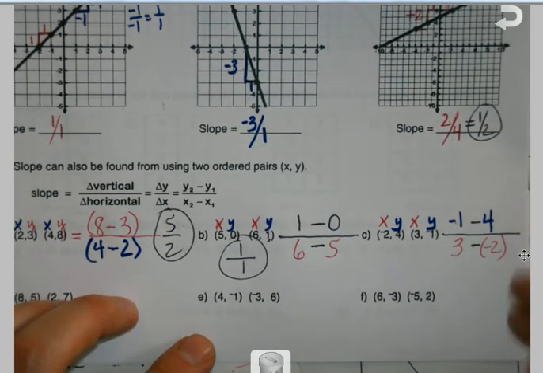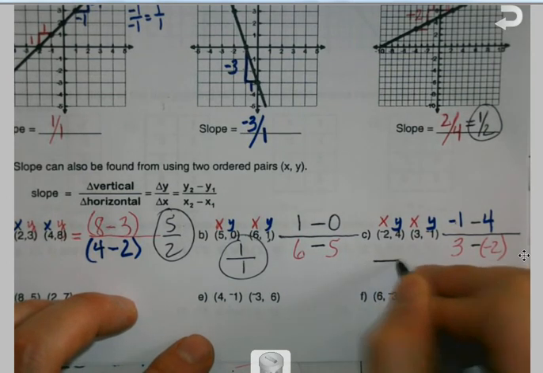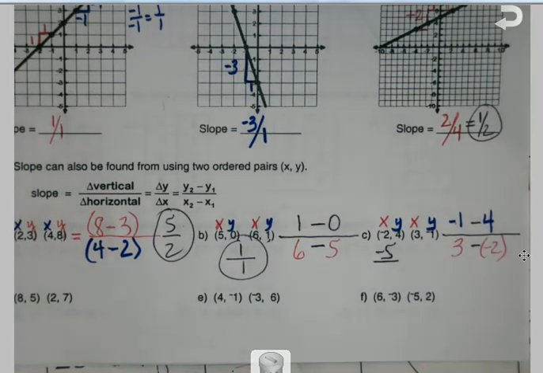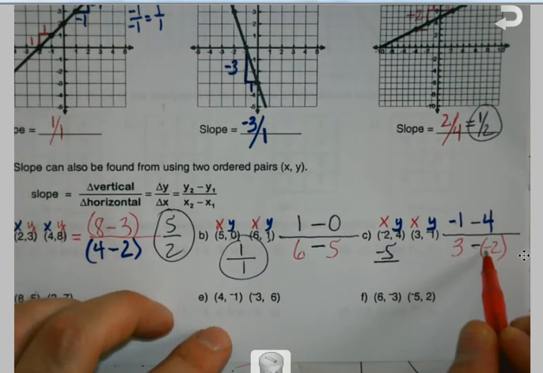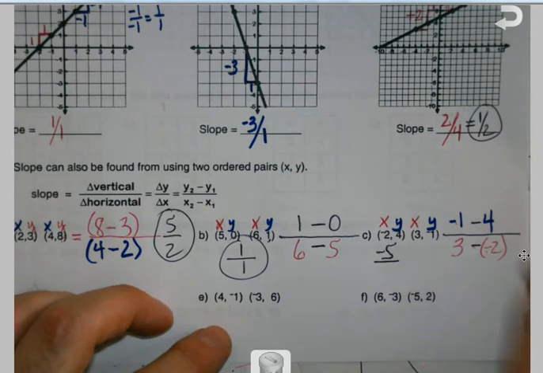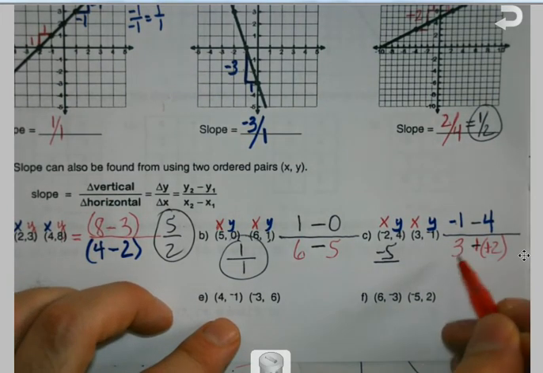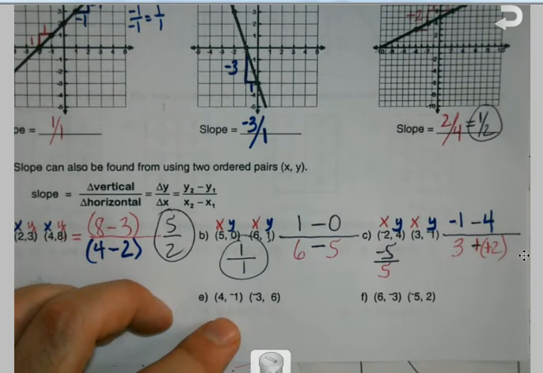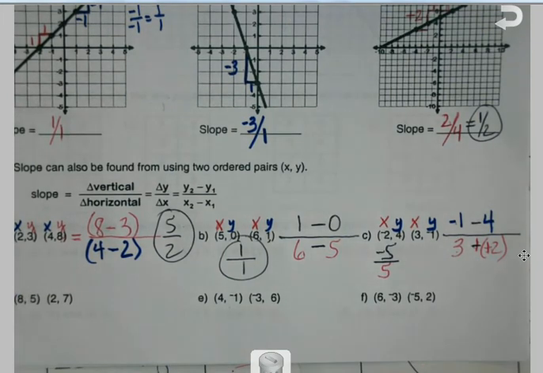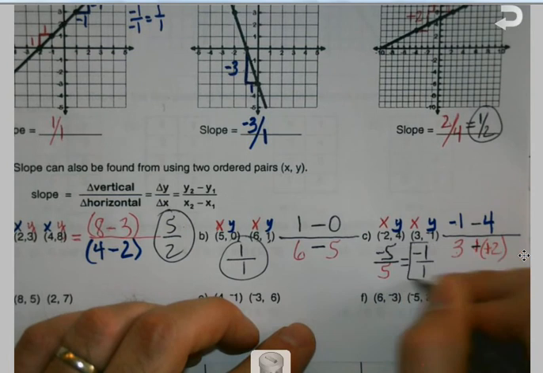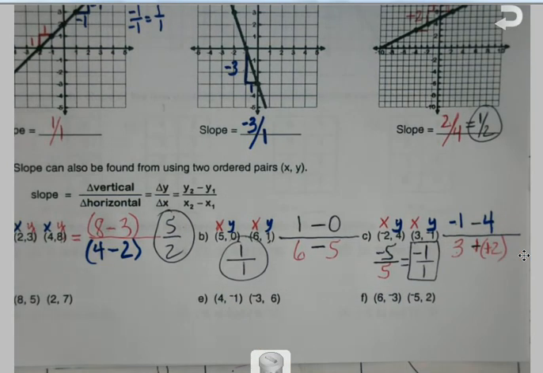Anybody know what negative 1 minus 4 is? Negative 5. And then what happens when you minus a negative? Yeah, it becomes adding. Here's the one time that it actually becomes plus. So 3 plus 2 is positive 5. And like we've talked about before, if I can reduce it, and both of these are divisible by 5, I need to do that because that's going to make it simpler on me when it does come time to be able to graph something. Okay, so if I can reduce, I need to.